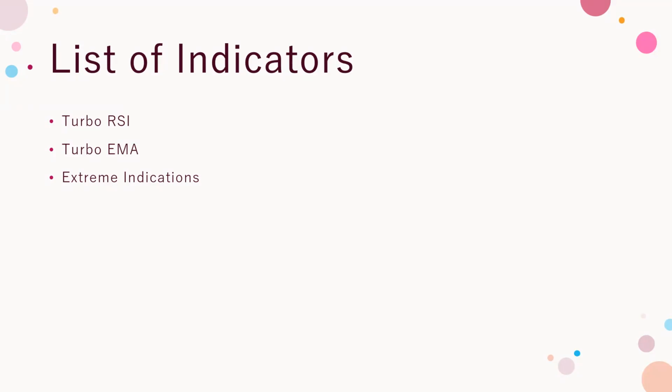So the list of indicators present in AlgoStudio 1.0 is Turbo RSI, Turbo EMA, and extreme indications. Now, these are not trading signals. They will not give you any buy or sell indications, but the strategies do. But they can be used for day-to-day analysis. So I personally use them myself. Turbo RSI, Turbo EMA, and extreme indications. We're going to walk through some of the indicators from this list.